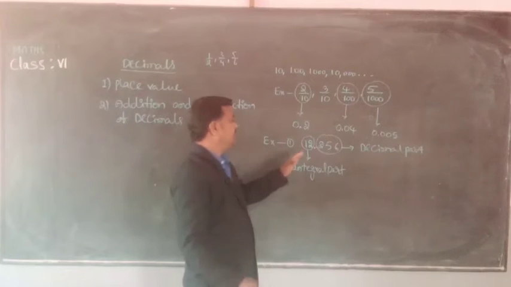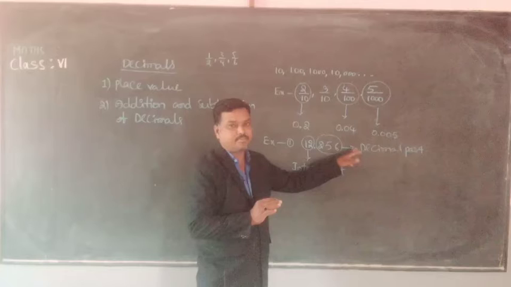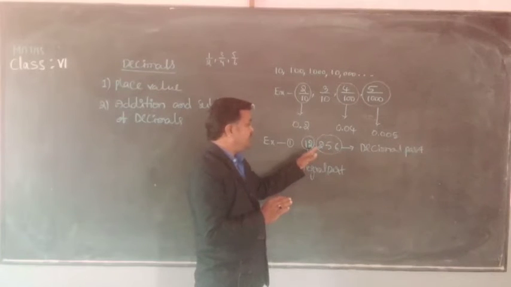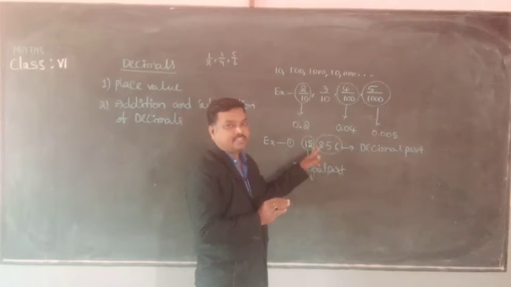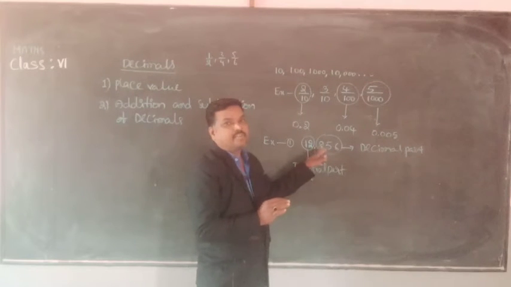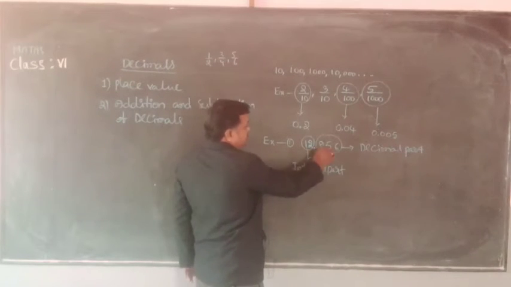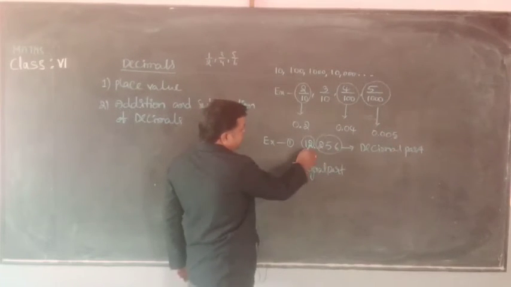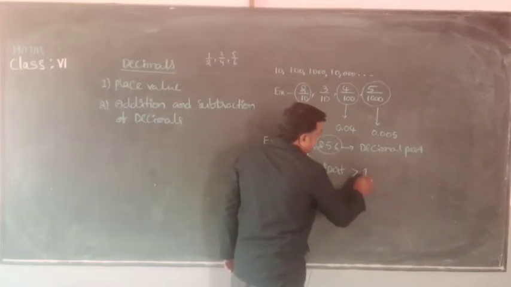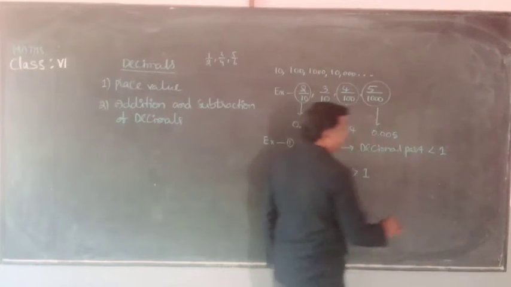So in this we can divide into two parts, integral part and decimal part. Integral part means the left side of the decimal point. Decimal part means the right side of the decimal point. So what is the difference between these two parts? The integral part is always greater than or equal to 1. But the decimal part is always less than 1.